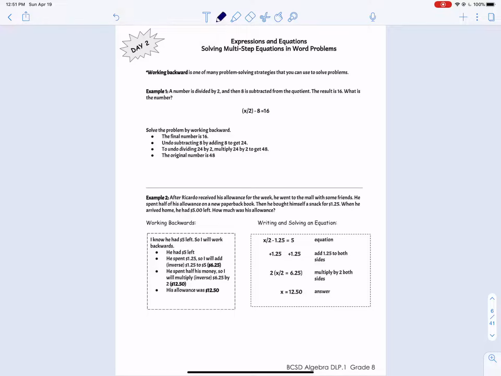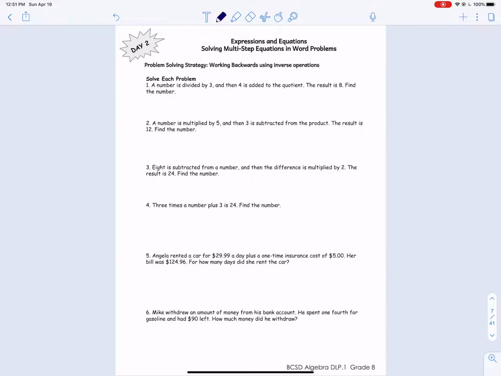Okay, so continuing with multi-step equations. Again, just some examples, pulling information from word problems. So here are some problems.